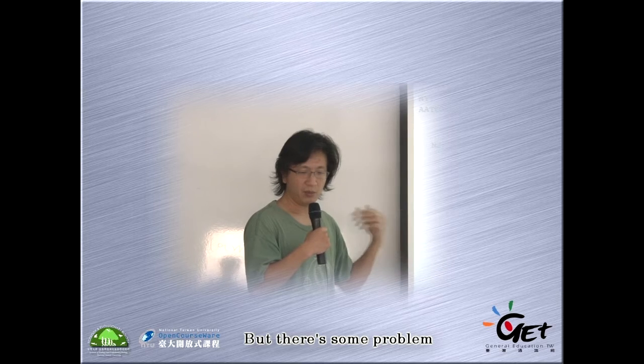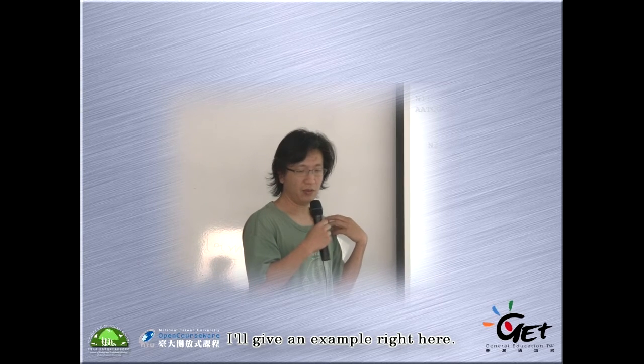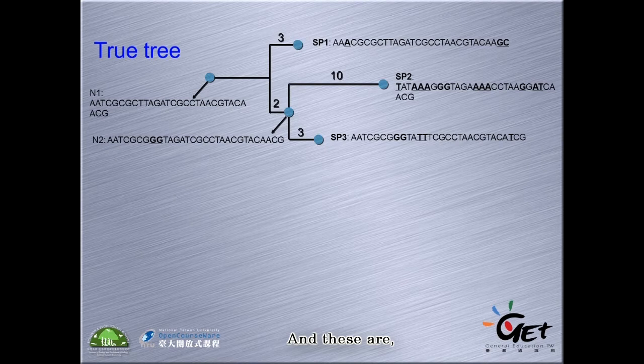But there are some problems that could be associated with it. I will give you an example right here. If we know the evolution of the sequences, this is basically what I made artificially. I gave the computer an original sequence and forced the evolution at different points. Right here, from here to SP1, it will be 3 substitutions, and to node number 2, it will have 2 substitutions right here.